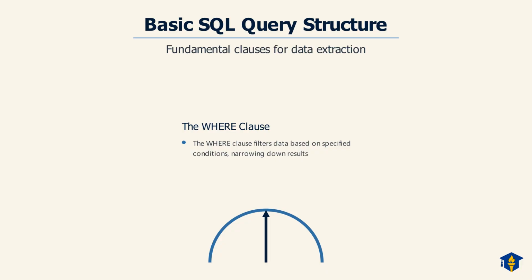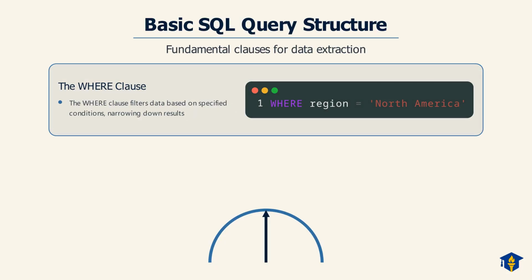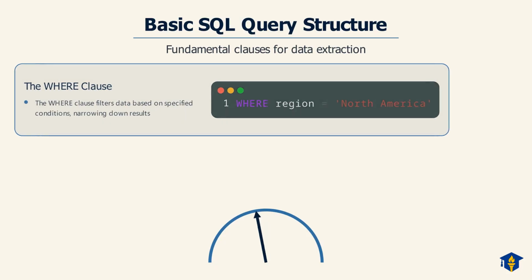It filters data based on specified conditions, effectively narrowing down your query results. This snippet shows how to filter results for data where the region is North America.